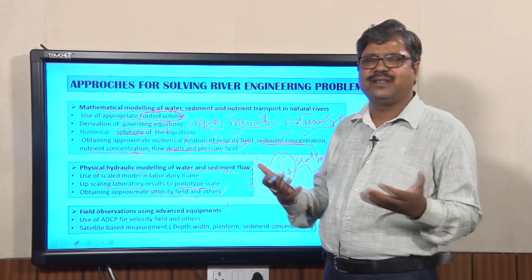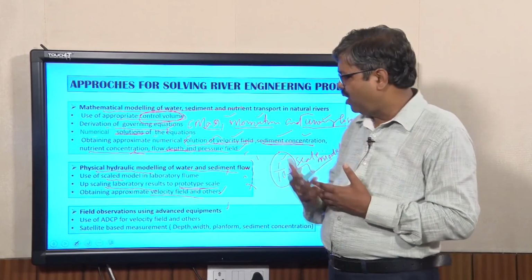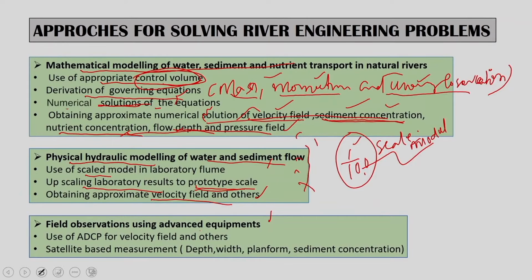But how accurate are this physical model and mathematical model to real conditions? We have to have the field observations. These field observations are very critical nowadays. That is what is possible nowadays, that we can conduct the field observations with advanced equipment like ADCP, acoustic Doppler current profiler, to measure the velocity field, sediment concentrations, the water depth, all we can measure.